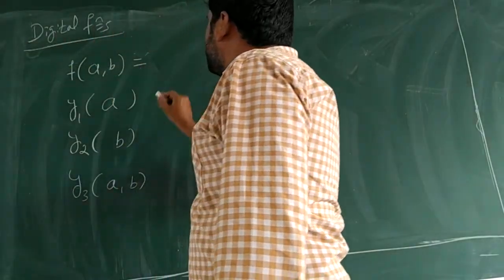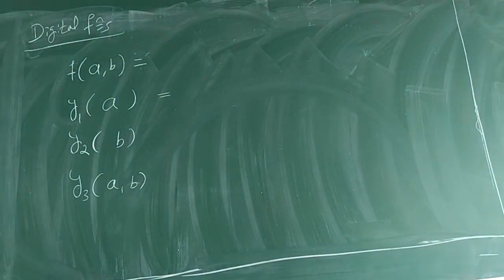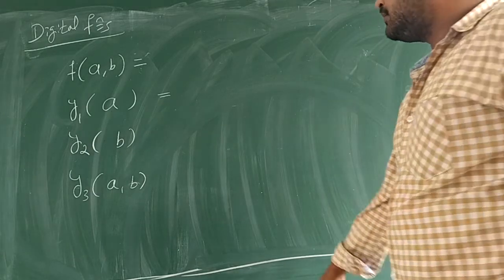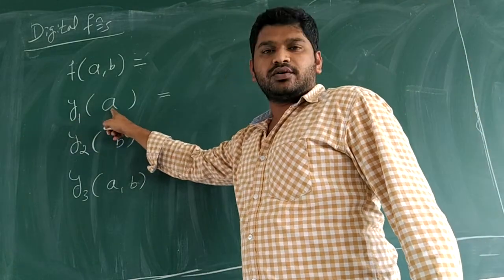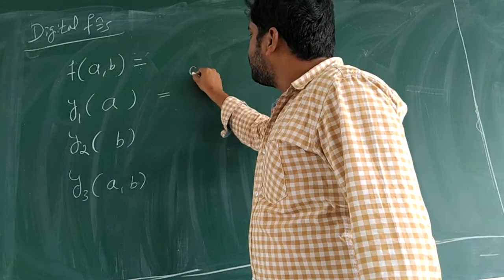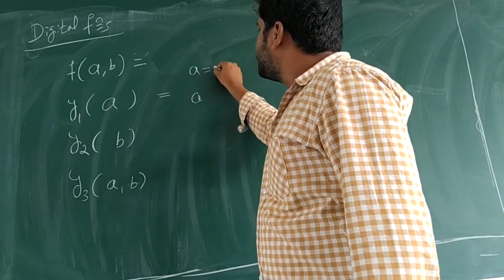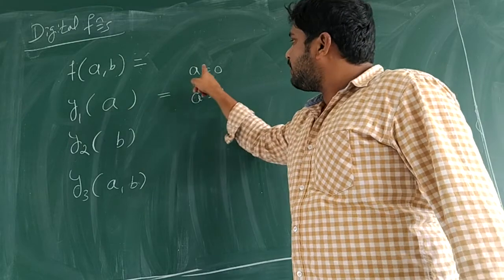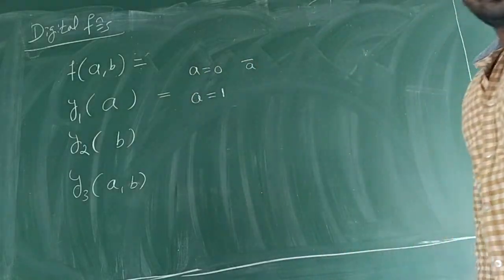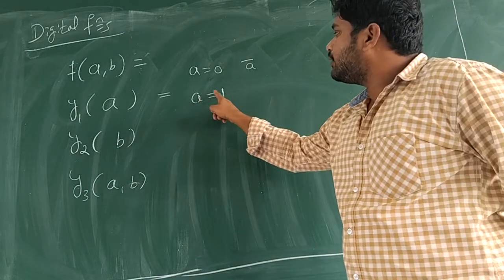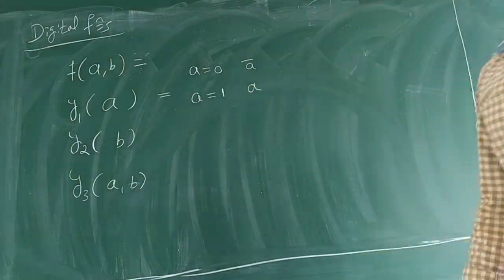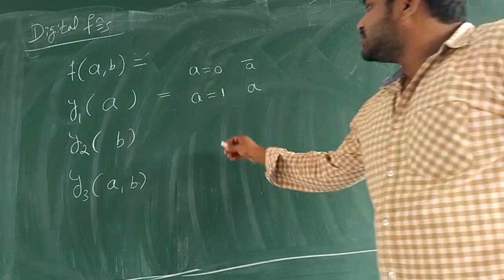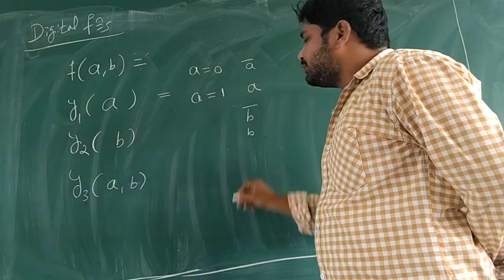Okay, so now the forms of the function controlling variables in different methods or different occurrences. As I mentioned, y1 is a function of variable a. A can occur in two forms, one is 0 and one is 1. Variable a occurring as 0 is represented by a complement, variable a occurring as 1 is represented by variable a. Similarly for b complement and b.